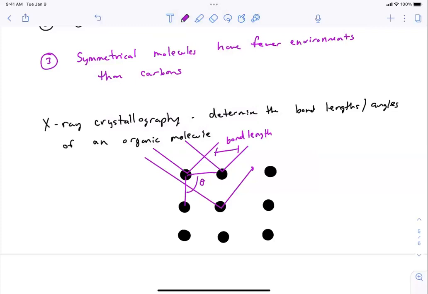The distance between the two rays, right? When the rays bounce off, the distance between those two is the bond length. But you don't even have to know that much, to be honest with you. You just need to know that it determines bond length and angles. If you're curious, I believe it's in option A, which is the analytical option, and it talks about the angle and calculating the distance and so on.